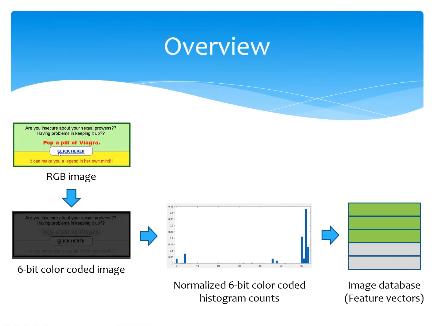So far, we have completed tasks in the first step, including first, converting RGB image to 6-bit color-coded image. Second, building histogram counts based on 6-bit color-coded image. Third, normalizing histogram counts based on image size. Fourth, using extracted visual features to represent an image. Fifth, storing visual feature vectors in a matrix as an image database.